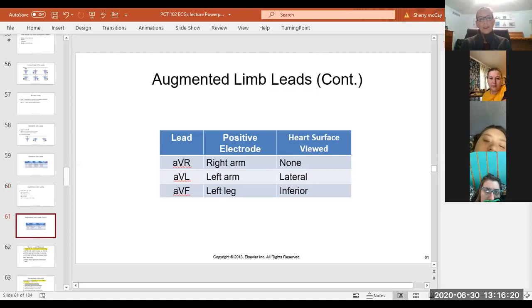Okay, so here's your limb leads for augmented. Okay, AVR, positive is in the right arm, and it says heart surface viewed none. AVL is in the left arm, and it's a lateral view, and AVF is left leg, inferior view.